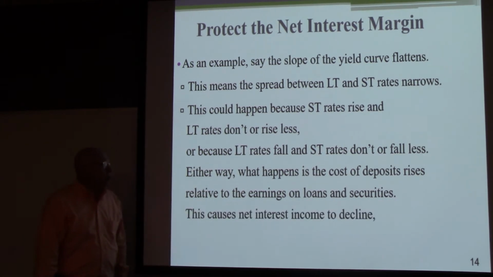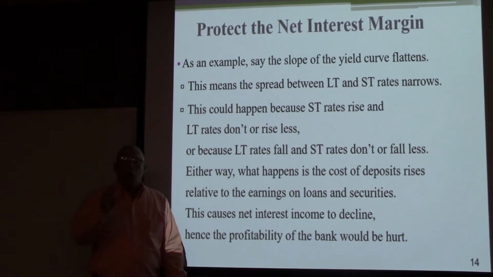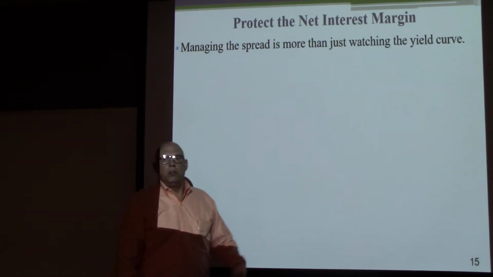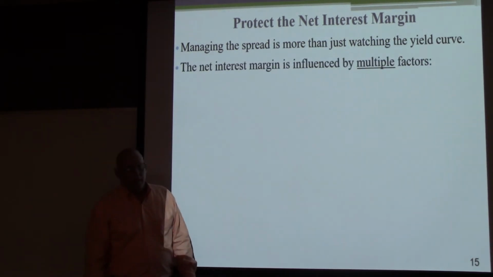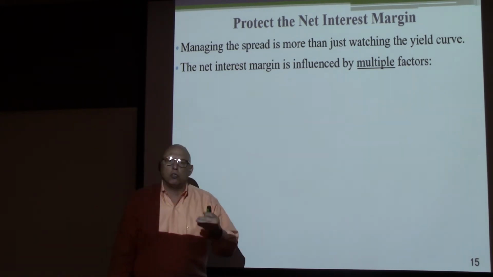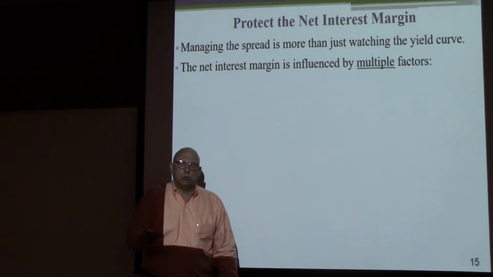This causes net interest income to decline, so the profitability of the bank would be hurt. Now sometimes there's an opposite move, where long-term rates go up, short-term rates don't, or they don't go up by as much, and that helps the margin. But managing the spread is more than just watching the yield curve. The net interest margin is complicated, and it is influenced by multiple factors. So let's take a look at what also impacts the net interest margin.